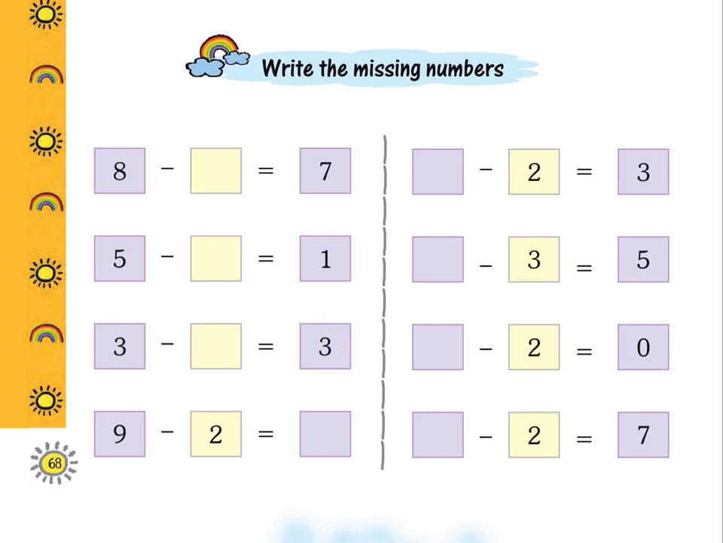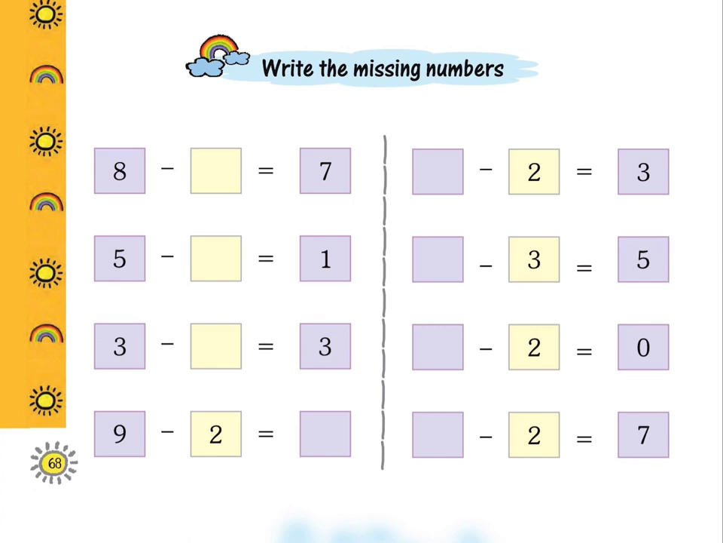Question 1. Number 8 minus dash is equal to 7. Question 2. Number 5 minus dash is equal to 1. Question 3. Number 3 minus dash is equal to 3. Question 4. Number 9 minus 2 is equal to dash.